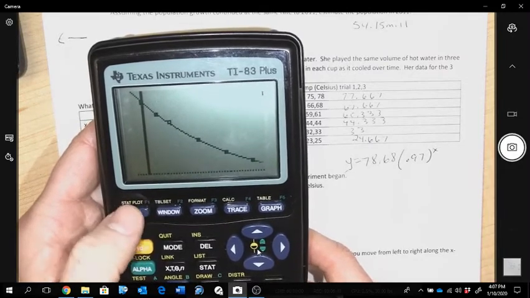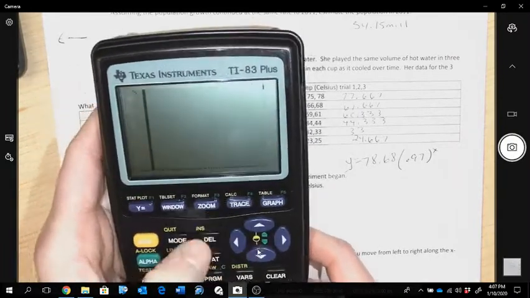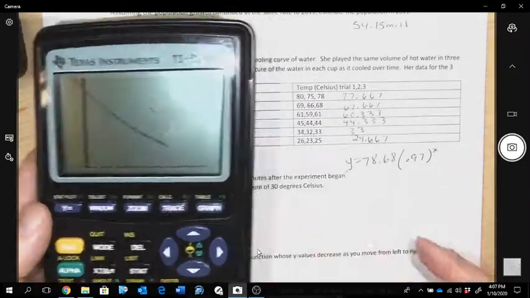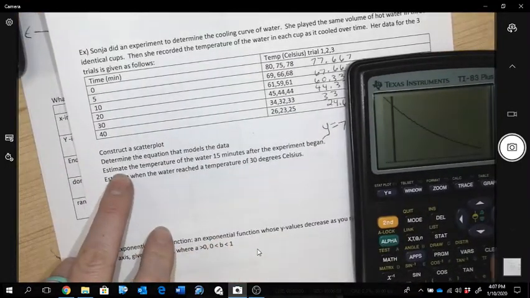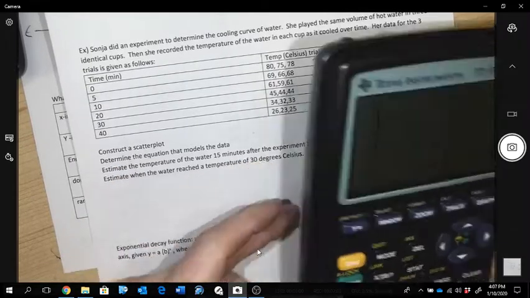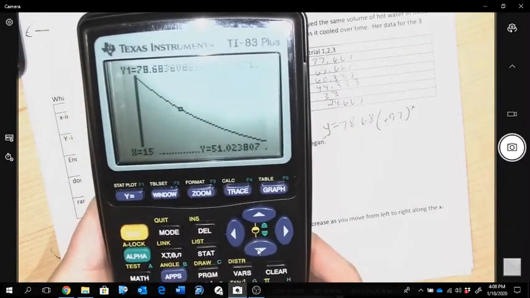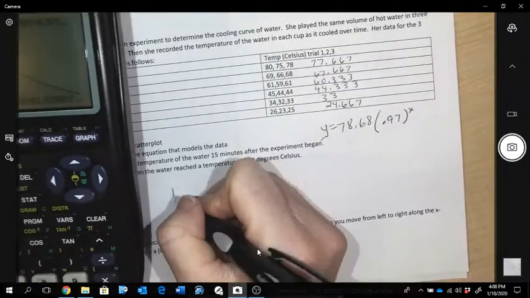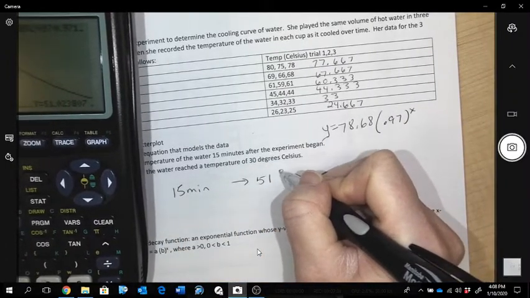Okay, so now I'm going to get my plot off because I don't want those points in there anymore. We know that it matched up well. Okay, so there's the line that I'm working with, the exponential regression. Okay, so determine the equation. Estimate the temperature of the water 15 minutes after the trial begins. Okay, so I'm going to trace 15, and there it is. So at 15, the temperature is 51 degrees Celsius.